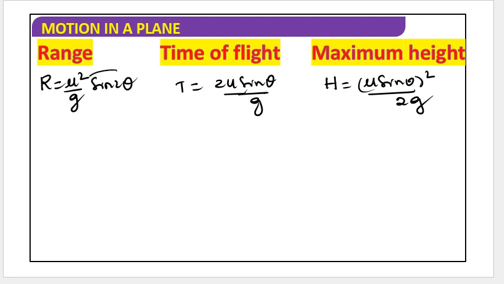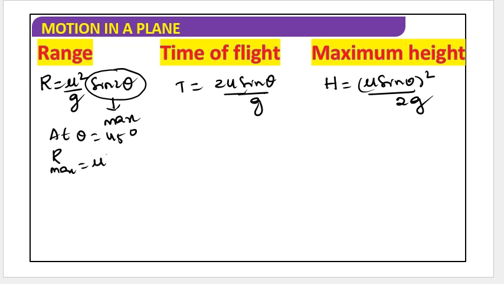The range is maximum when sin 2 theta is maximum. Sin 2 theta is maximum means theta should be 45 degrees. So at theta equal to 45 degrees, the range is maximum and it is equal to u square by g. Next, time of flight is maximum when sin theta is maximum, that is when theta is equal to 90 degrees. When theta is equal to 90 degrees, time of flight is 2u by g.